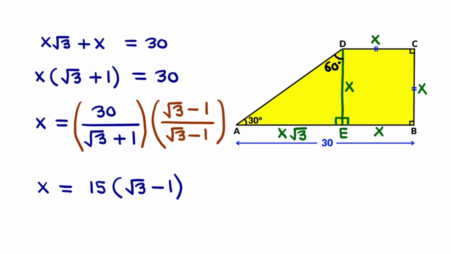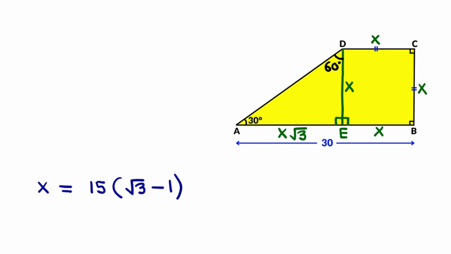Now we're ready to find the area. The area of a trapezoid is 1/2 times the height times the sum of the two bases. The height is x. The two bases are x and 30. So area equals 1/2 times x times the quantity x plus 30.